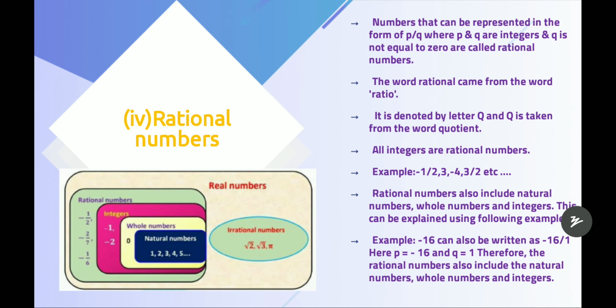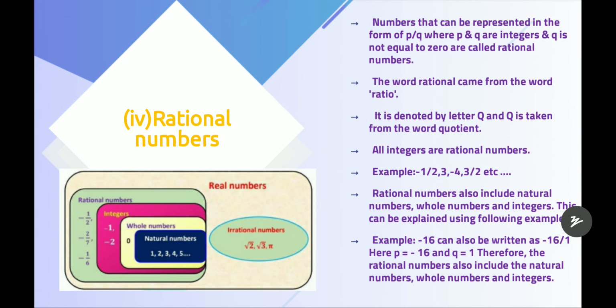And all integers are rational numbers, but all rational numbers are not integers, right? We have learned this already, right? All rational numbers are not integers. All integers are not whole numbers. All whole numbers are not rational numbers. But when we come to the natural numbers onwards, all natural numbers are whole numbers, all whole numbers are integers, all integers are rational numbers. It will come like that.